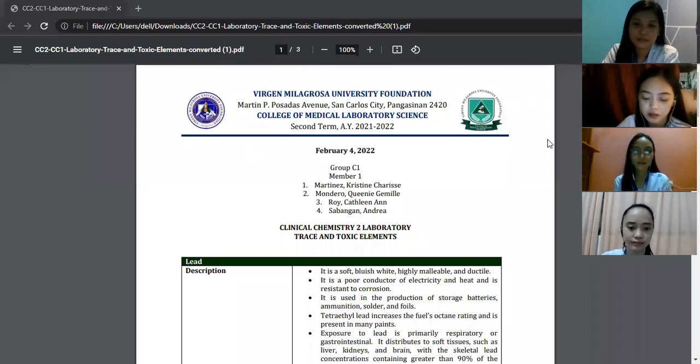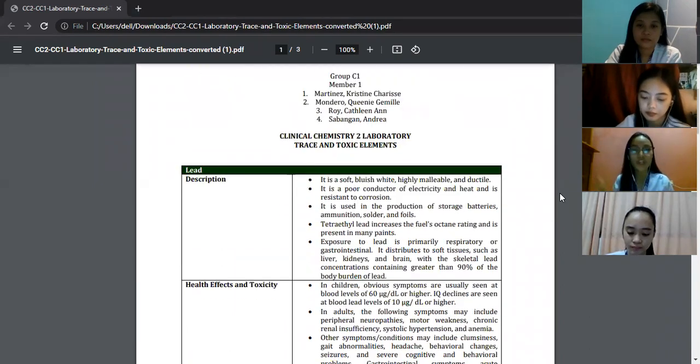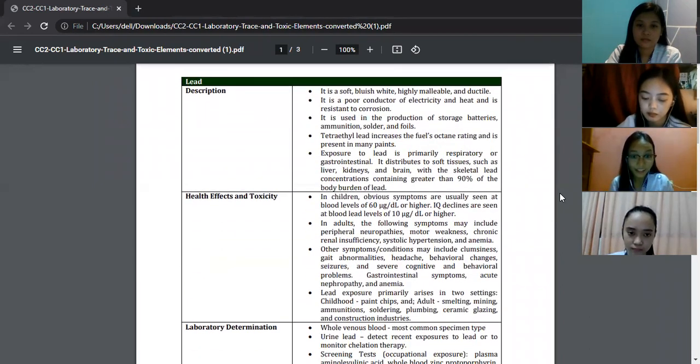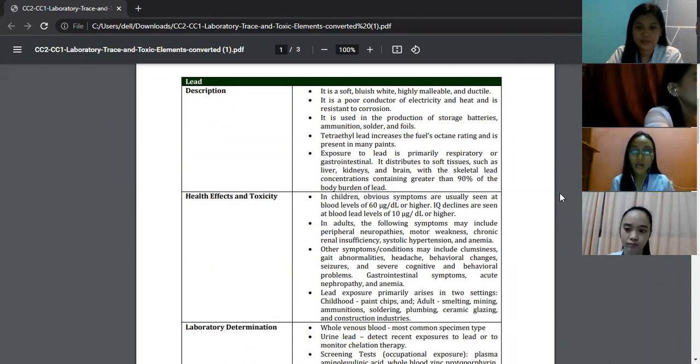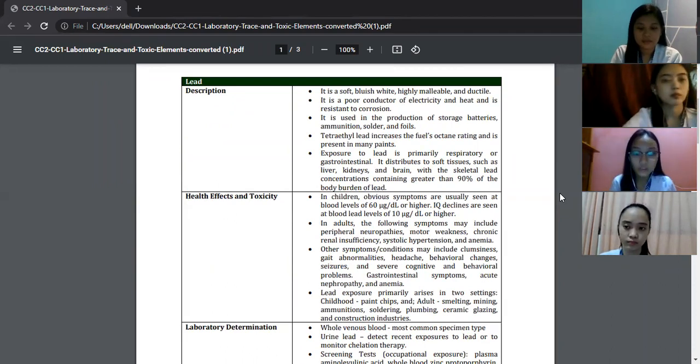So for the next topic, we're going to talk about the trace and toxic elements. First one is the lead, which is soft, bluish-white, highly malleable and ductile, and it is a poor conductor of electricity and heat, and is resistant to corrosion.